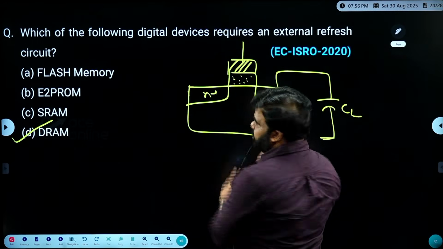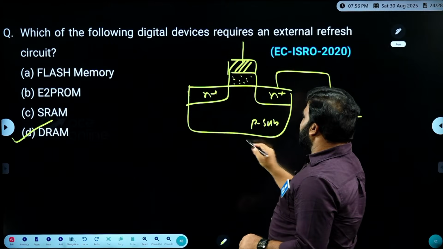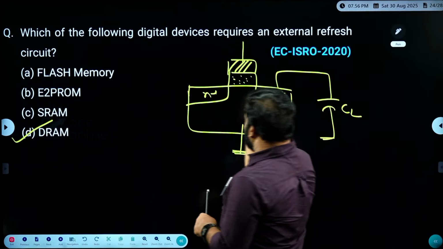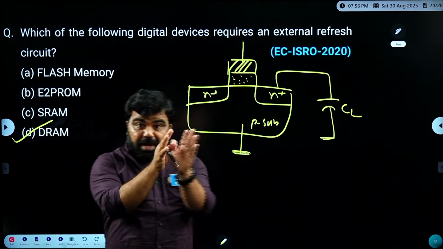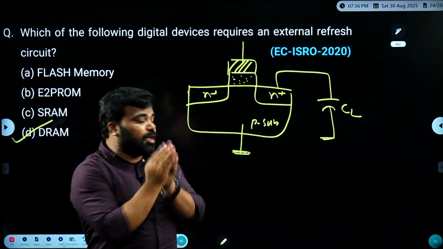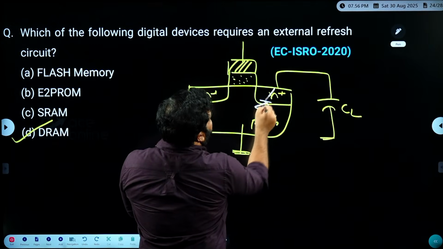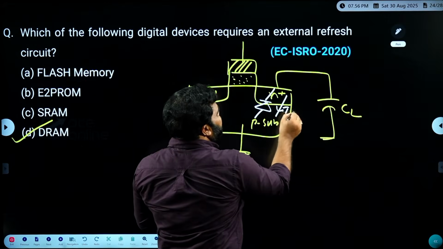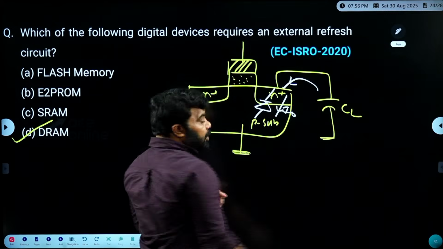The capacitor is fully charged. And if I say it is a P substrate, then it is grounded. So we assume that no channel is created, meaning the charge in the capacitor remains the same. The logic stored in the capacitor is the same. That's what we are assuming. But because of the reverse biased PN junction here, which has a reverse saturation current, there is a leakage.